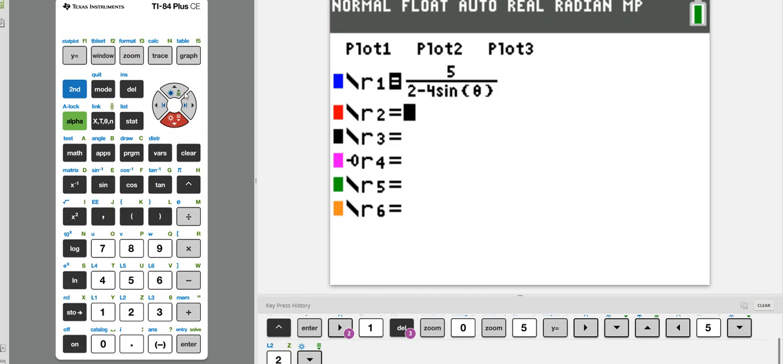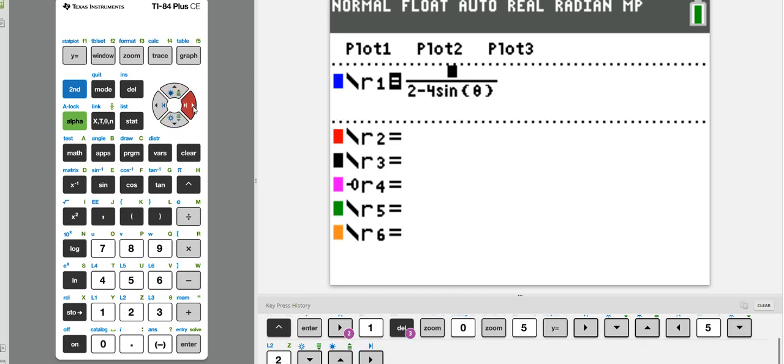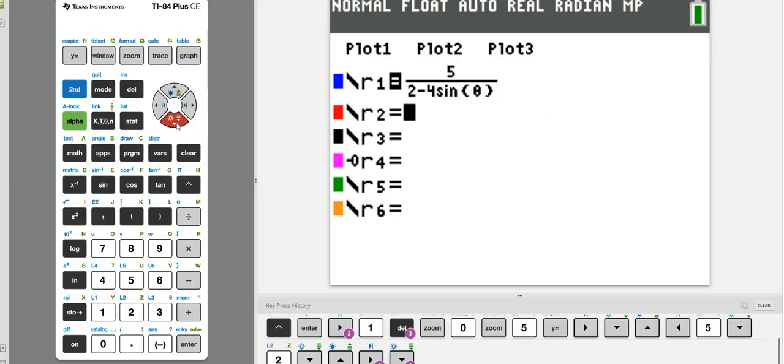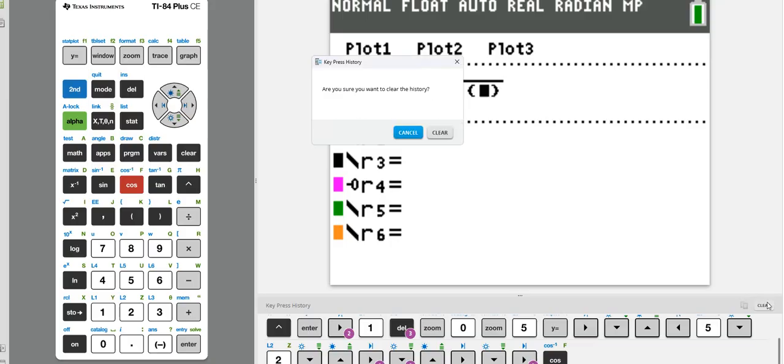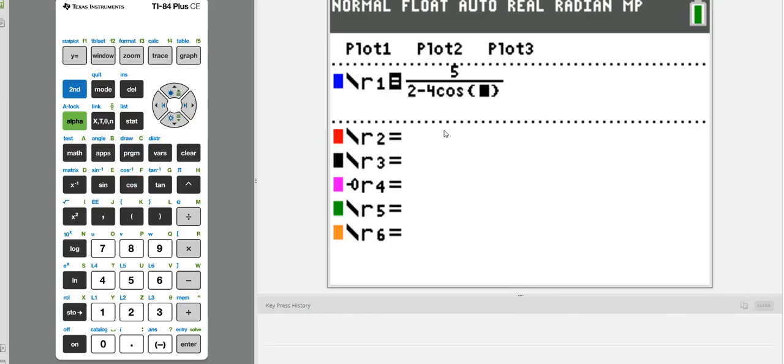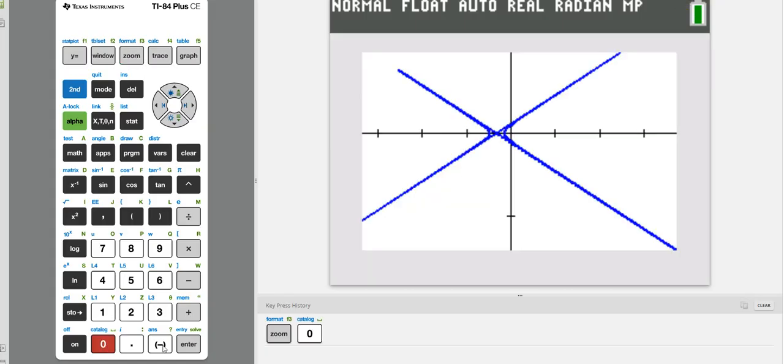Oh, wait, I need to make that a cosine here, don't I? I probably would have been better off just ditching the whole thing at this point. All right, last try, cosine of theta. Whew, there we go. So there's my equation. I'll play the zoom 0 trick again. And zoom 0 doesn't exactly work so good here, does it? You're getting something like that, and like, ugh.